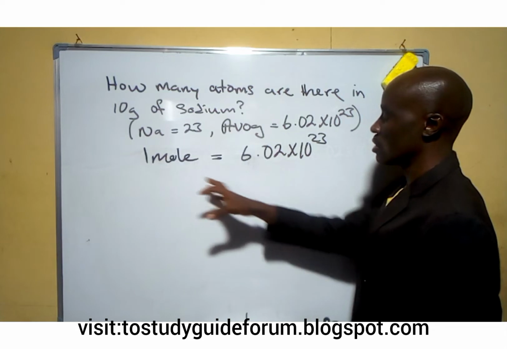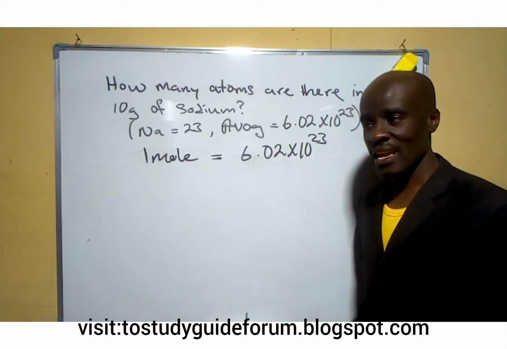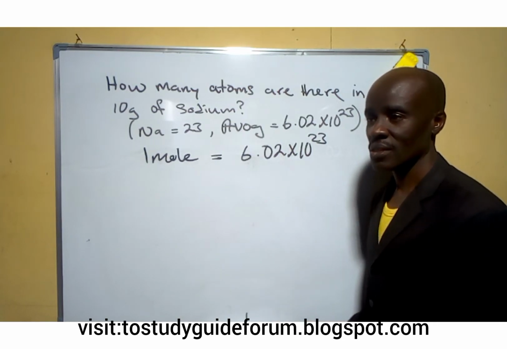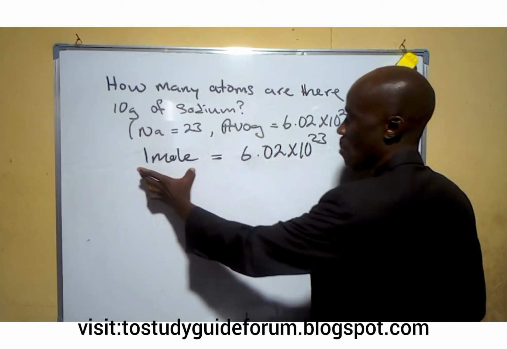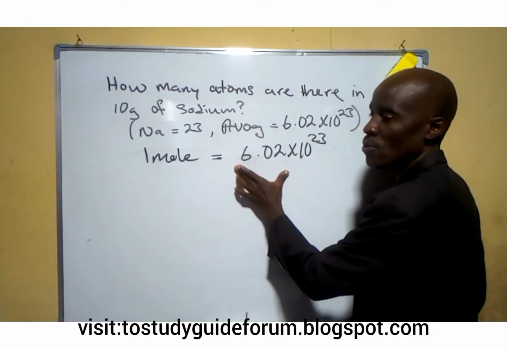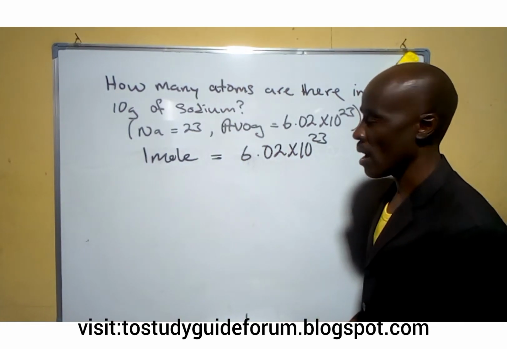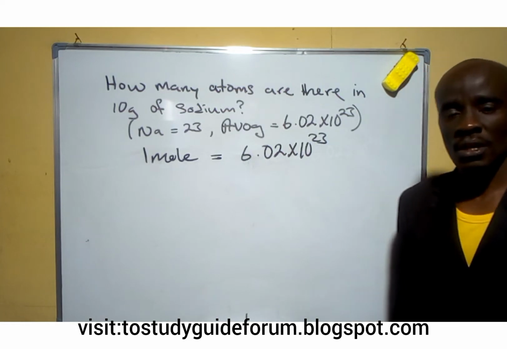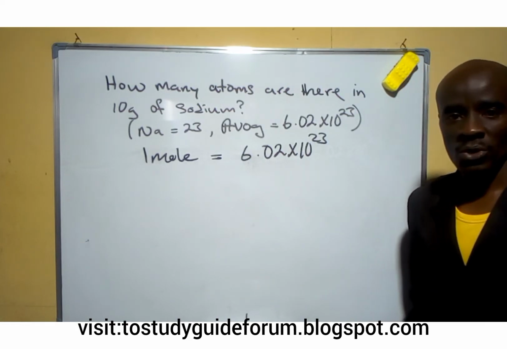So that means 1 mole, just like when we want to represent a crate of eggs, we say it is 30 eggs. One crate is made up of 30 eggs. In this case, 1 mole is made up of 6.02 times 10 raised to the power 23 atoms. That is what Avogadro is trying to help us understand.